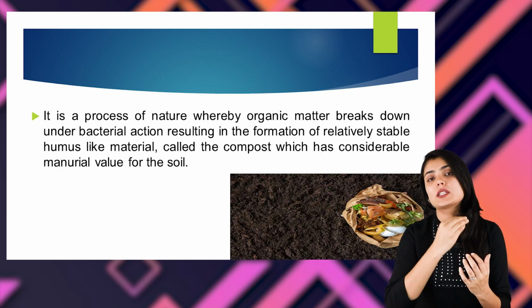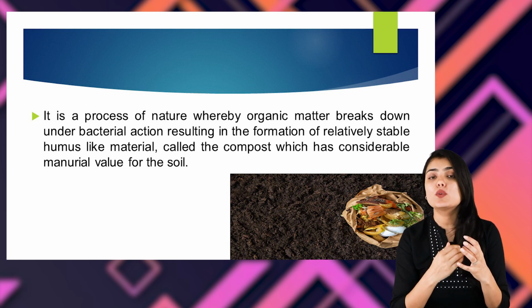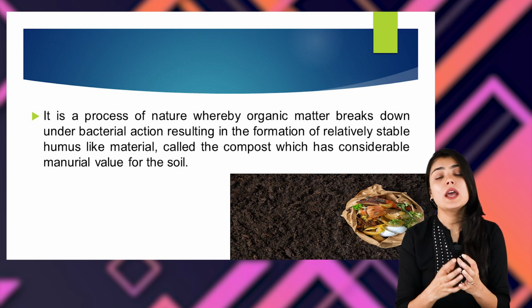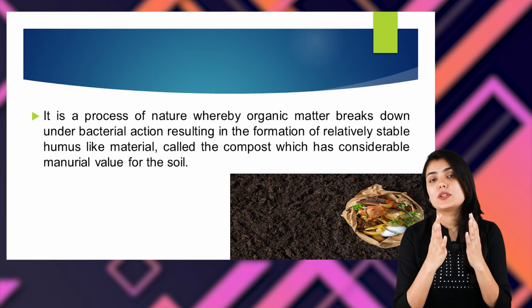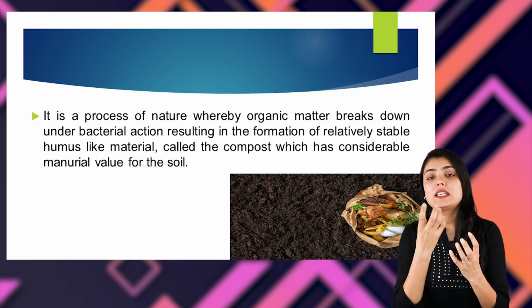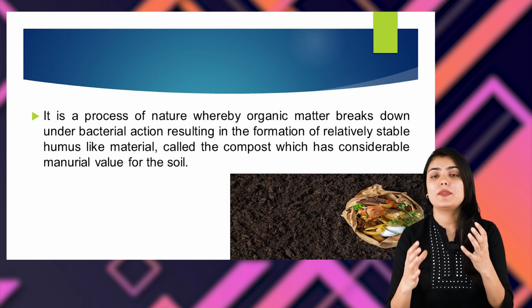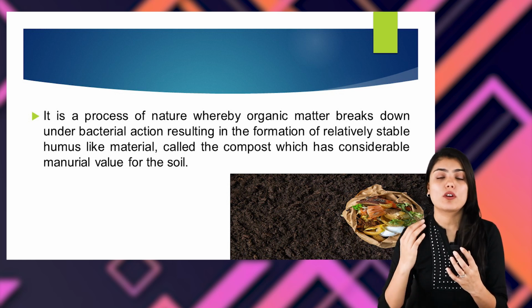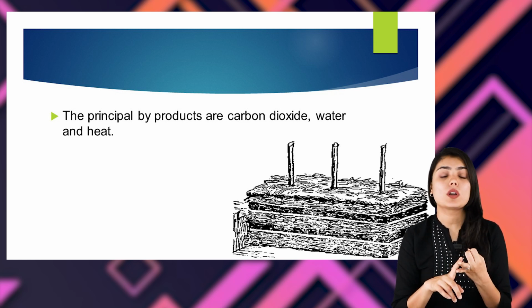Here the waste products, the organic matter, over a period of time undergoes bacterial action and breaks down. Due to the breakdown, there will be formation of humus-like material which is called compost. The compost is the organic material that has broken down due to bacterial action over a period of time. Therefore, it has a high manure value. The principal byproducts of composting are carbon dioxide, water and heat.